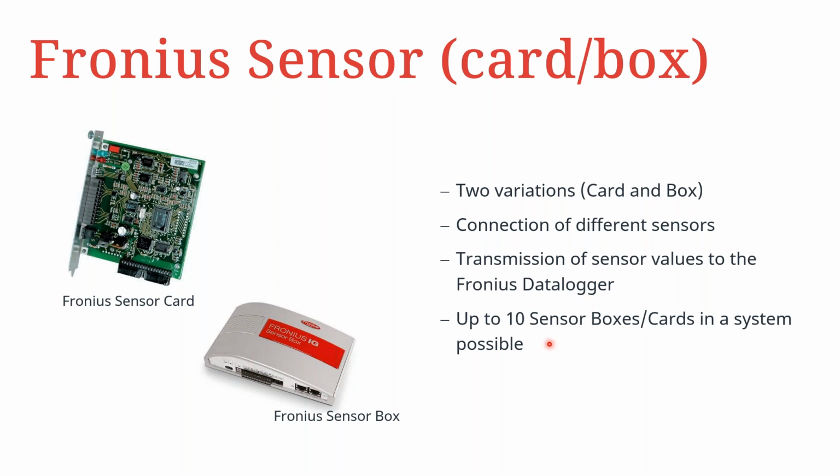Up to 10 sensor boxes or cards are possible within one system, but it depends on how many ambient parameters you want to monitor. So the question then would be, when is it appropriate to choose a sensor card versus a sensor box? As already mentioned, when you connect the sensor box as part of the SolarNet ring, you're going to make use of the Ethernet cable.